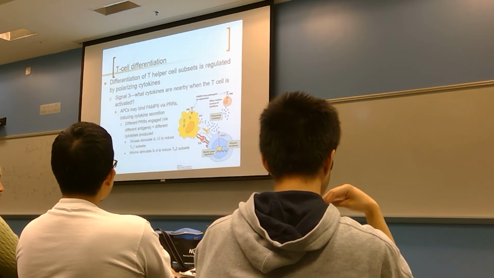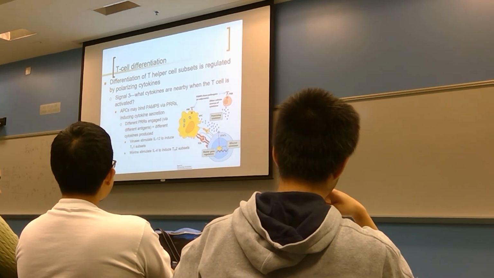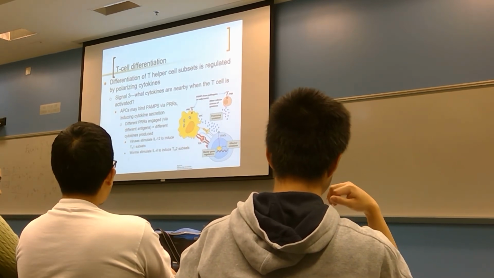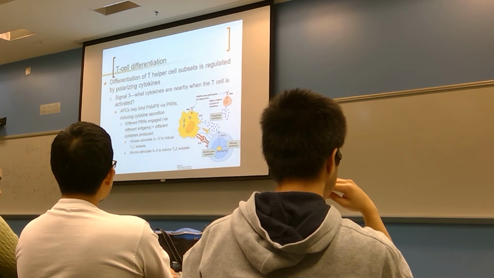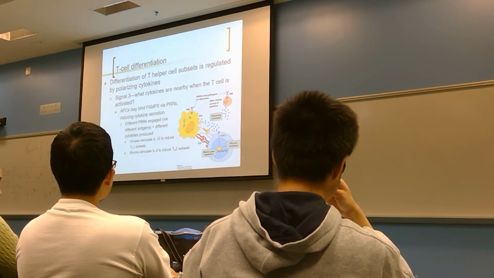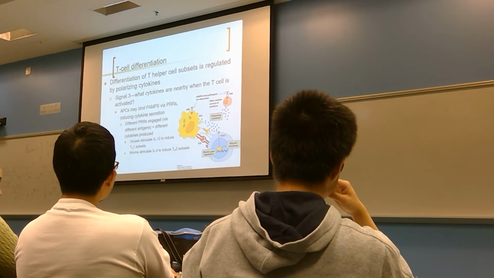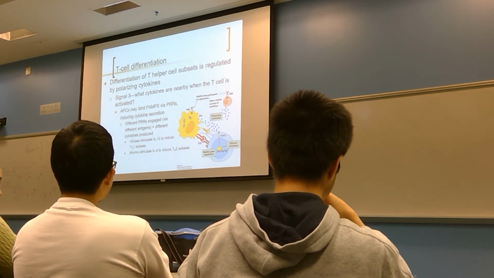There are certain viruses that do just this. They'll switch the response from a T helper 1 to a T helper 2. HIV does that. It forces a T helper 2 response because of the release of cytokines when it should be a T helper 1 response. If we can switch it back to a T helper 1 response, we might be more effective in combating HIV using our immune system.